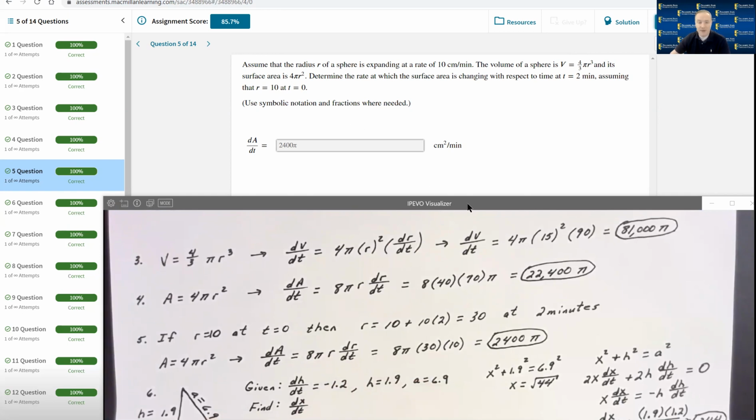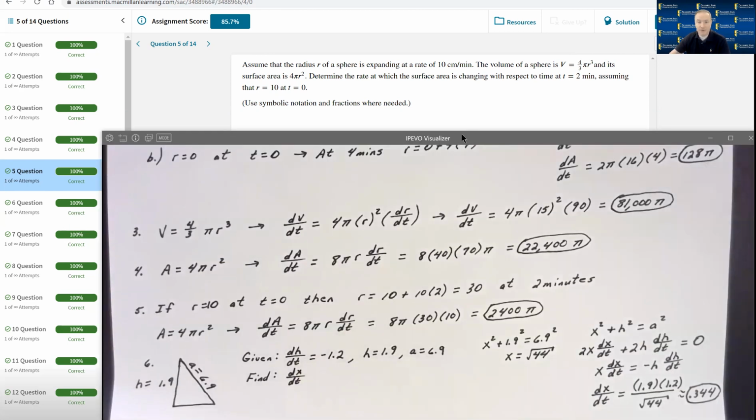It's saying to assume that the radius of a sphere is expanding at a rate of 10 centimeters per minute. We know that the volume of the sphere is 4/3 pi r cubed, and the surface area is 4 pi r squared. We're supposed to determine the rate at which the surface area is changing. The thing that makes this one a little more difficult is it doesn't give me the r value at the point of interest.